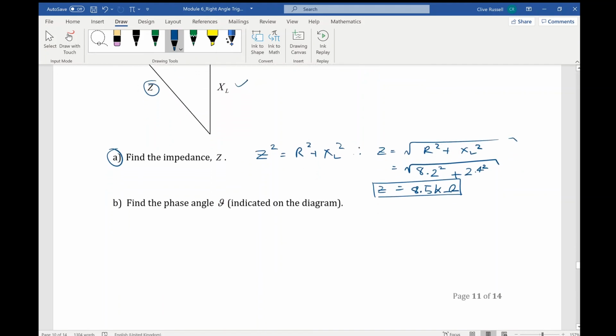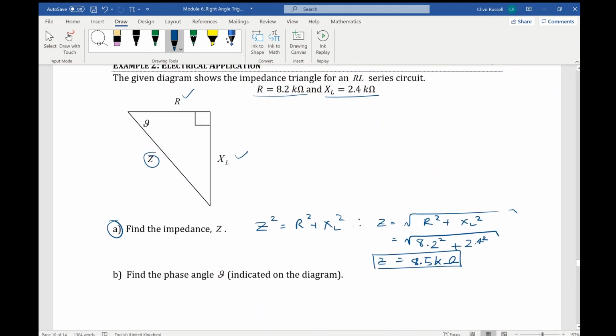Here's the second part. It says find the phase angle I. Aha, so now that's our reference angle. Now I know what Z is, but again, this is what I said to you previously. I would not use Z in my calculation for I. Why? I might have made a mistake in calculating Z, which would make my I value off. So I'm just going to be using the R and the XL. So now we know two sides and we want to find an angle. So we have to use that inverse trig ratio.